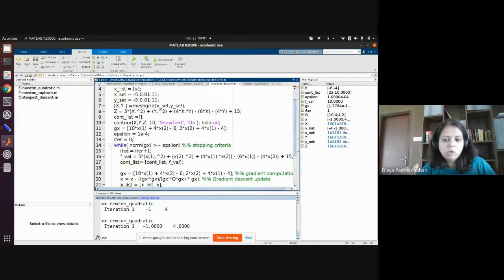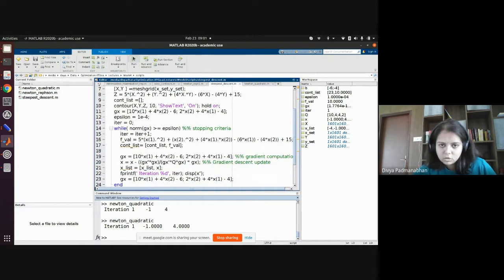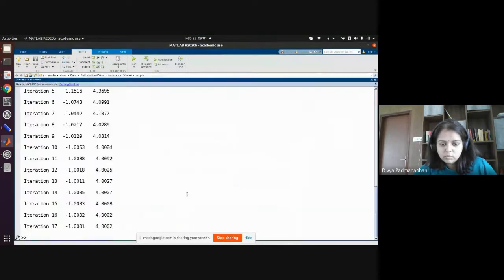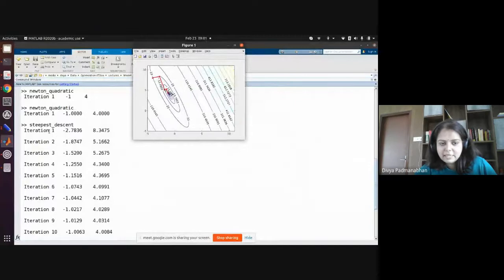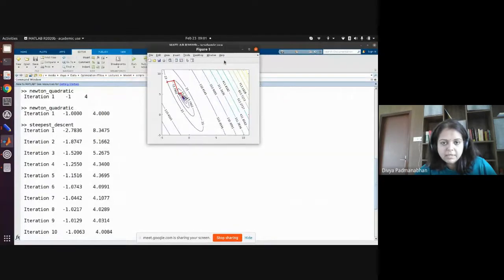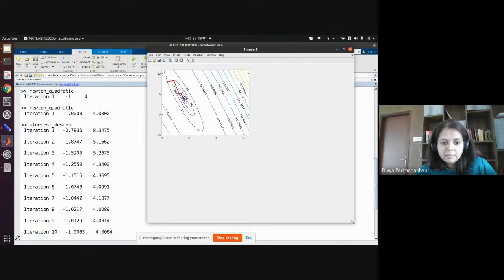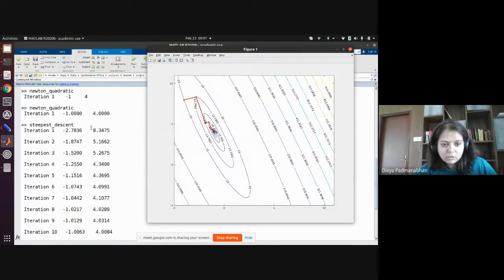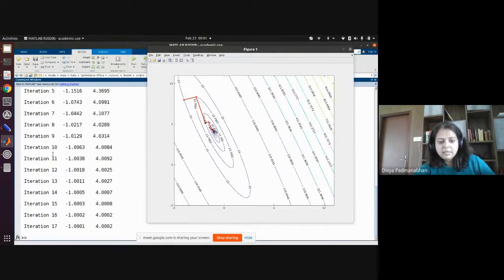Okay, so let's just run this. I'm also plotting the contours and showing you how the steps look. So I'll just do that once. Okay, it's taken 17 iterations. I started with -4, 8. And in the next step, the point I got was -2, 8. Then it kept updating in this way, and a total of 17 iterations it took.